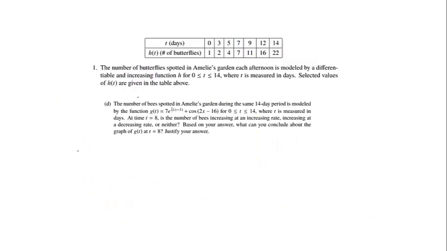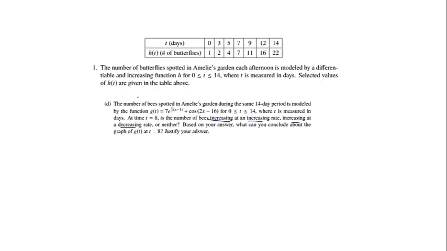Okay, part D. The number of bees spotted in Emily's garden during the same 14-day period, she's got lots of stuff going on in her garden, is modeled by the function g of t, given, where t is measured in days. At time t equals 8, is the number of bees increasing at an increasing rate, increasing at a decreasing rate, or neither? Based on your answer, what can you conclude about the graph of g of t at t equals 8?